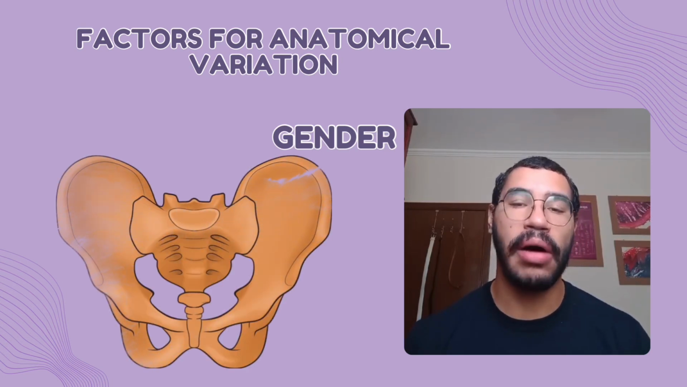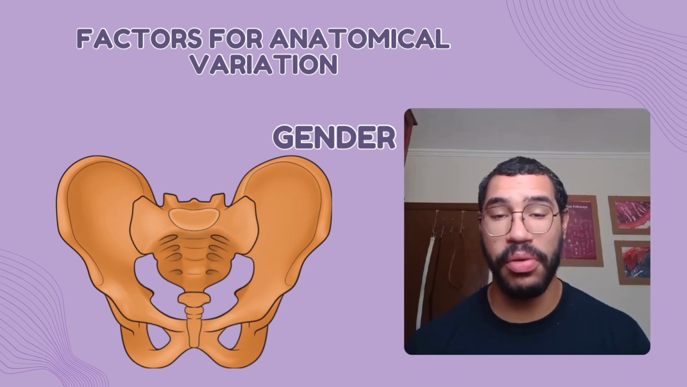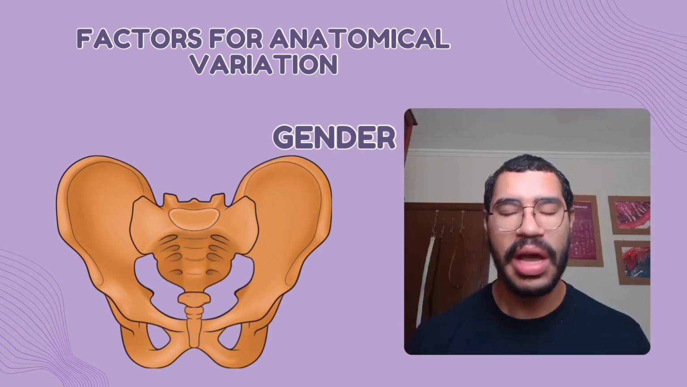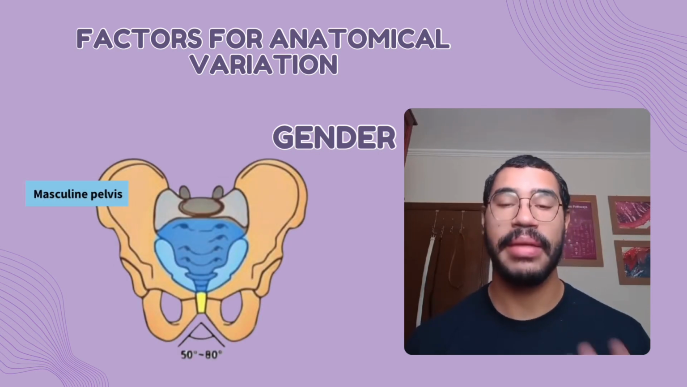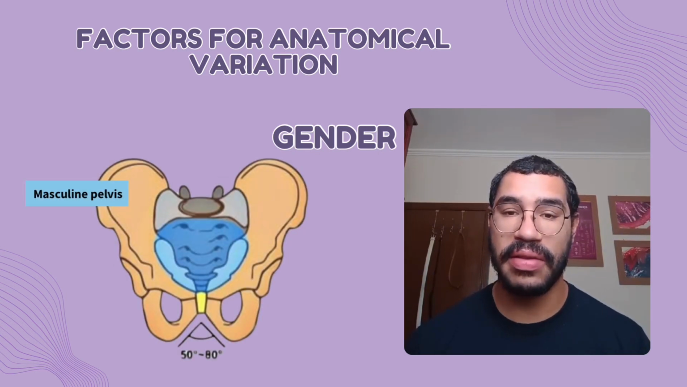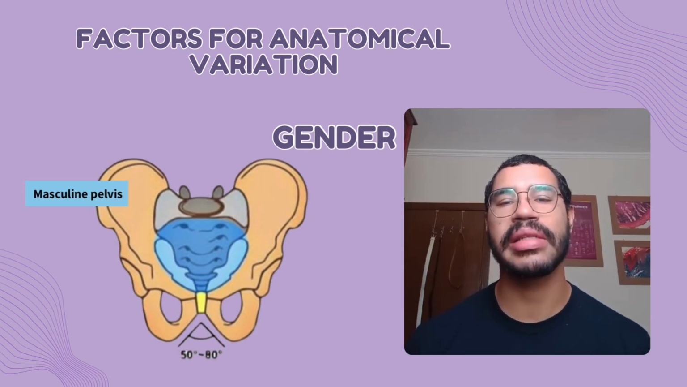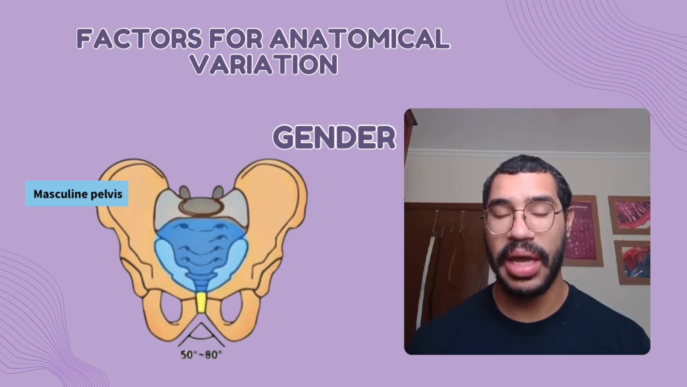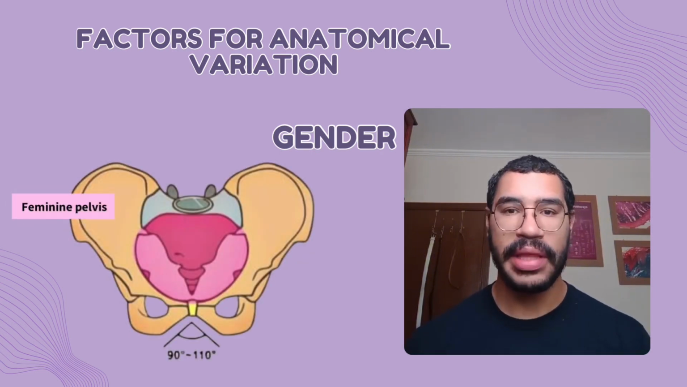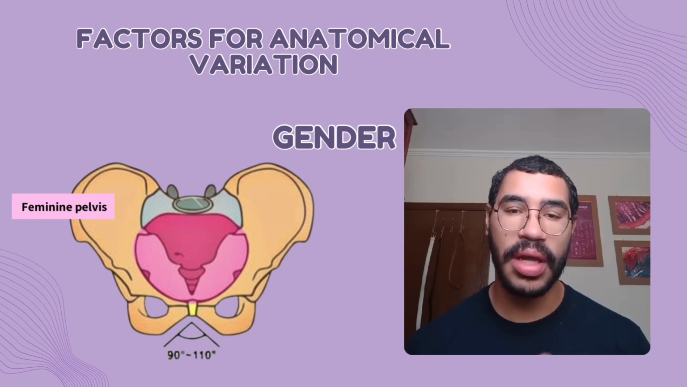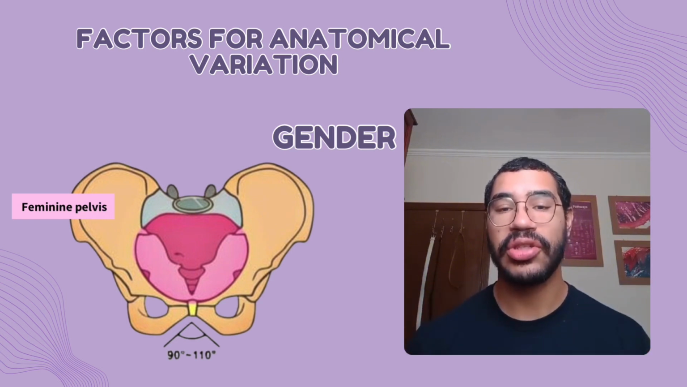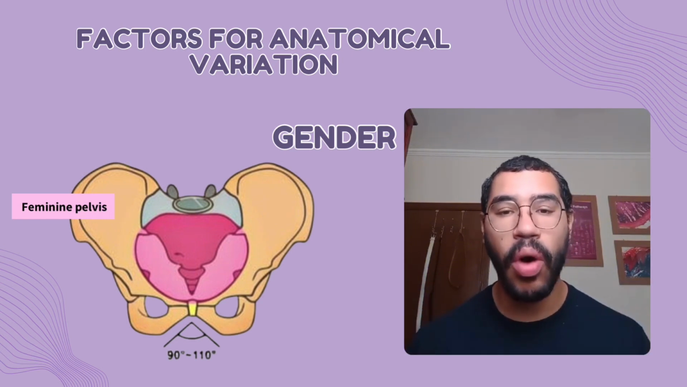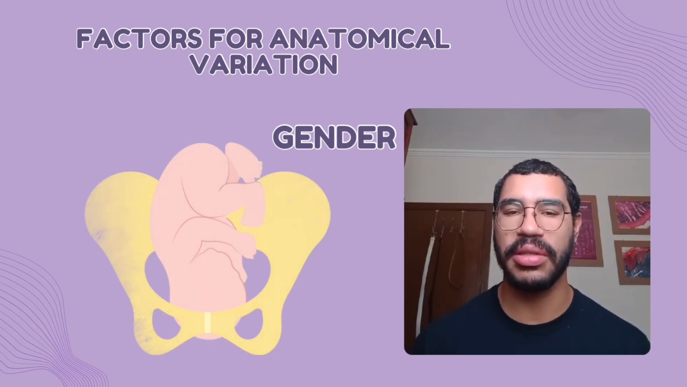But taking as example our pelvis, we will find that both masculine and feminine pelvis are formed by the pubis, the ilium, and the ischium bones. However, the masculine pelvis is narrower and possesses a smaller subpubic angle. Meanwhile, the female pelvis is not only wider but also possesses an oval shape and a greater subpubic angle. And what for? To help during pregnancy, right?